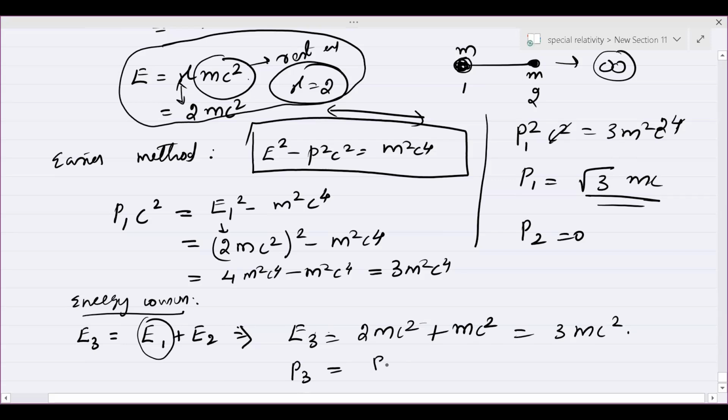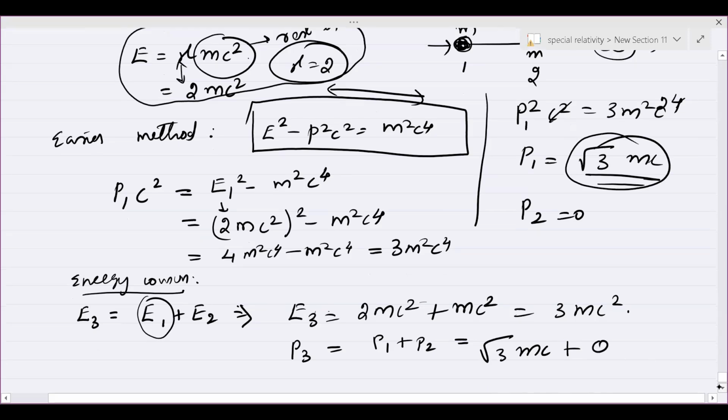That's equal to P1 plus P2, right? We assume that they are in the same direction. Because one of them is at rest, only this has the direction, and in the end, the direction will also be the direction of mass 1. So P1 plus P2 is equal to, we have got P1 as square root of 3 mc, plus P2 was 0 because that particle is at rest.